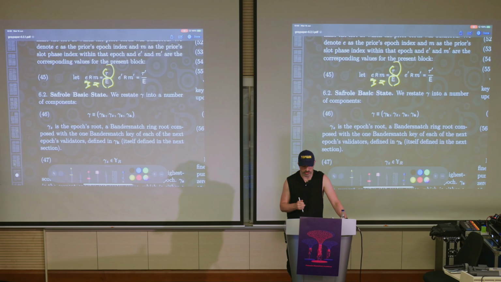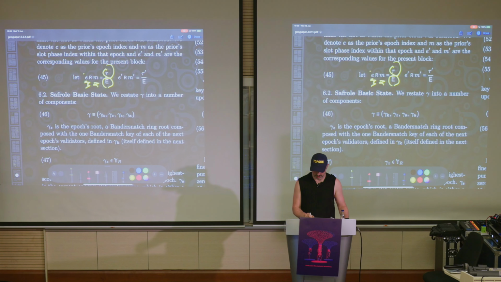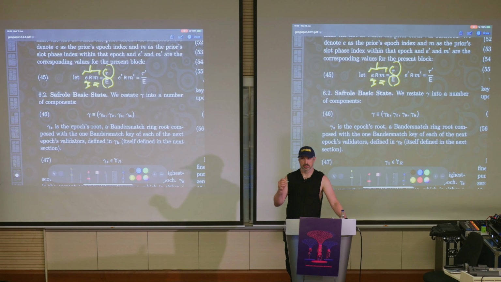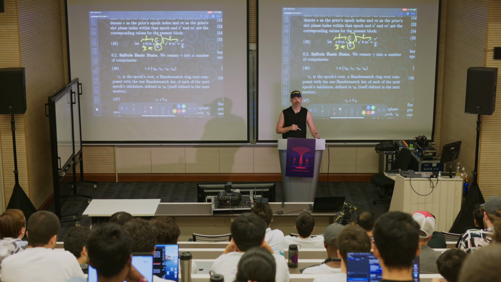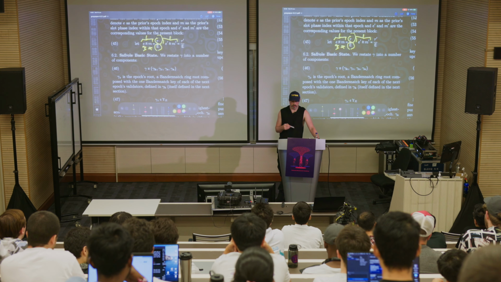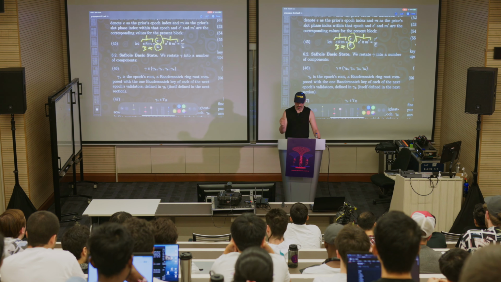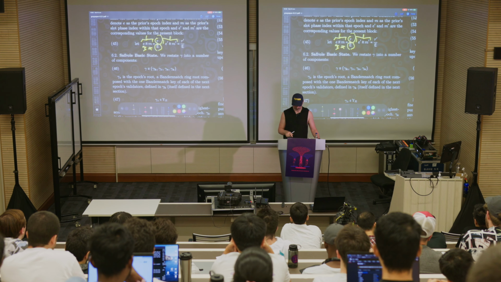So this essentially gives us an epochal address: the epoch index, and then the time slot index within the current epoch. We do the same for the posterior as well, and we can now do interesting stuff with this E, M, E prime, M prime.